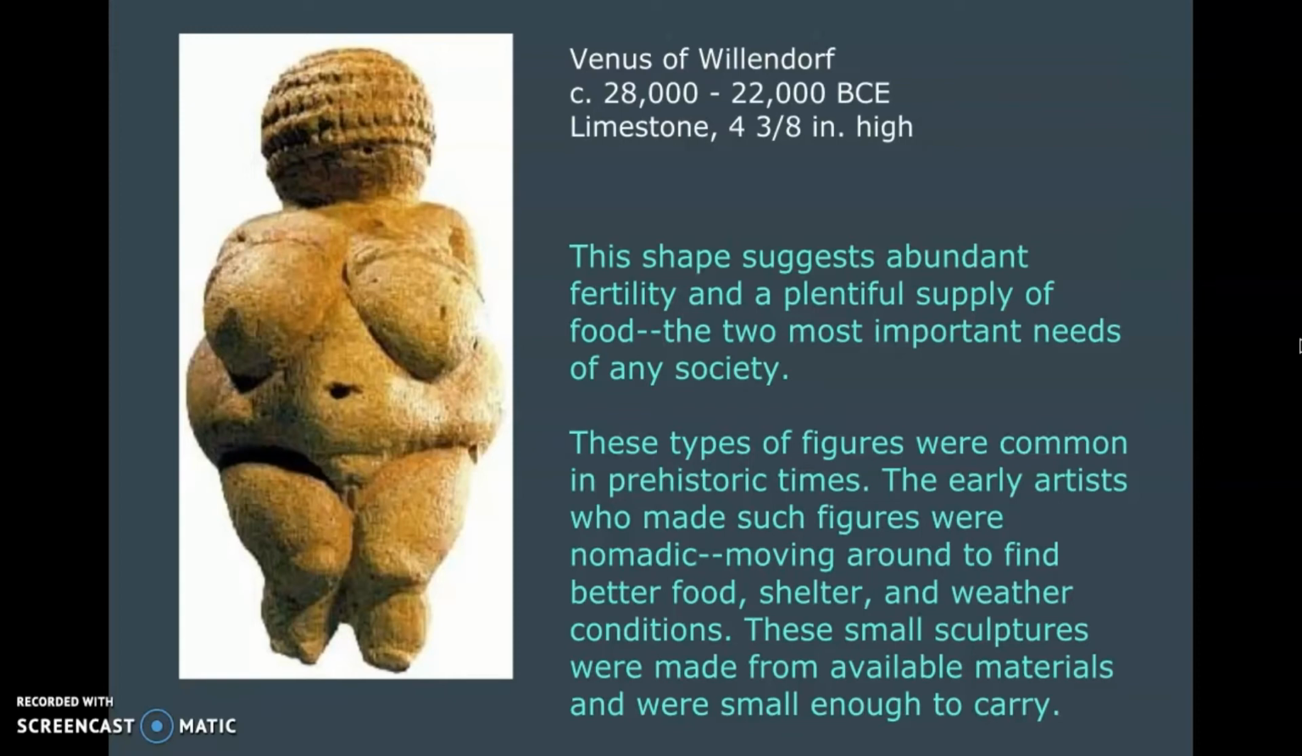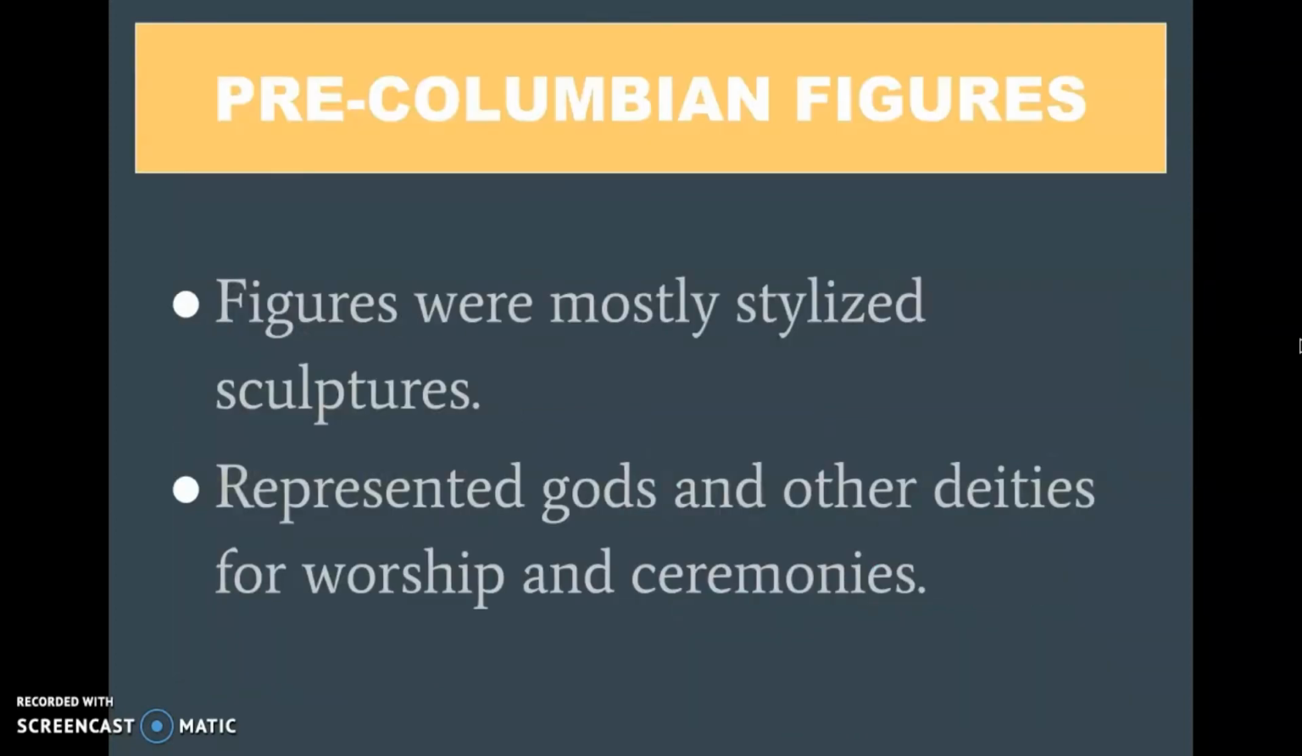The early artists who made such figures were nomadic, so that means that they moved around to find better food, shelter, and weather conditions. These small sculptures were made from available materials and were small enough to carry, so they would carry them around as they moved to get better food, shelter, weather conditions, and these were little portable figures.